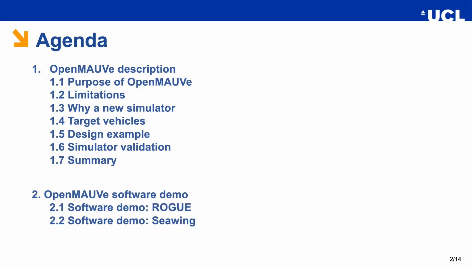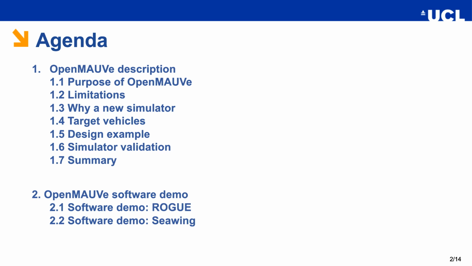Now, this presentation is split into two main sections. In the first section, which is covered by a deck of slides, I will describe the simulator with its purpose, limitations, the reasons behind the need to develop a new tool from scratch, concluding with a design example and with the validation of the results.